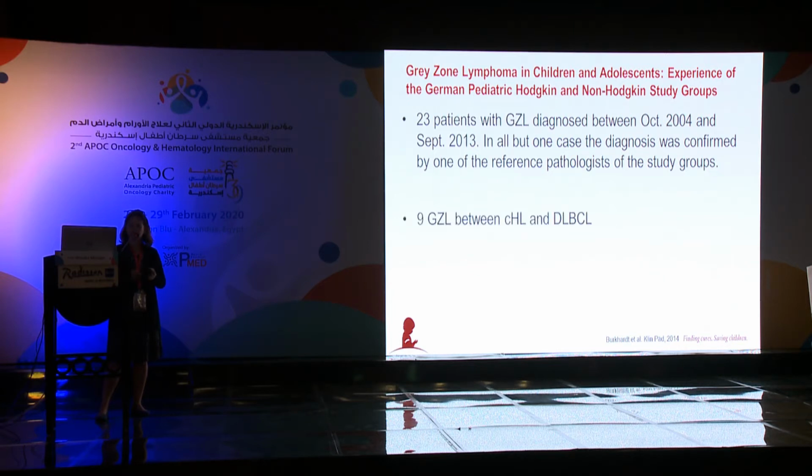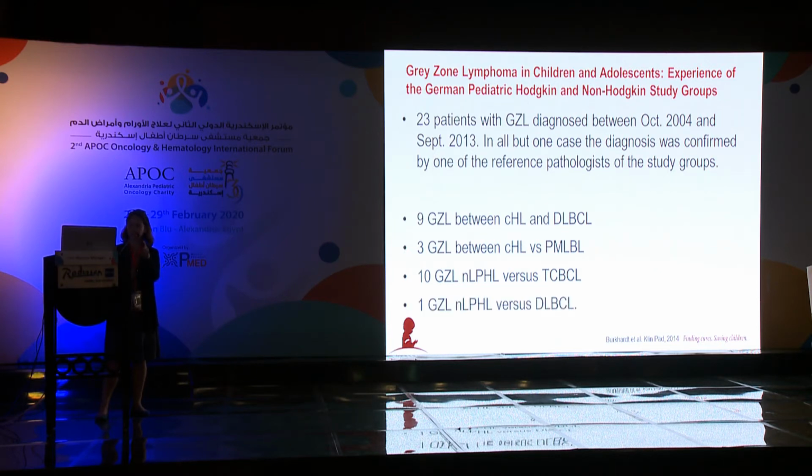So this group consisted of 9 gray zone lymphomas that were between classical Hodgkin and diffuse large B-cell, 3 gray zone lymphomas that were between classical Hodgkin and primary mediastinal large B-cell lymphoma, and 10 gray zone lymphomas that were between the lymphocyte predominant Hodgkin lymphoma and the T-cell rich B-cell lymphoma. And then one that was NLP, so nodular lymphocyte predominant Hodgkin lymphoma versus diffuse large B-cell lymphoma.